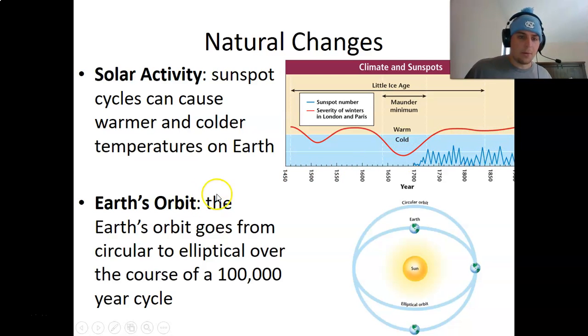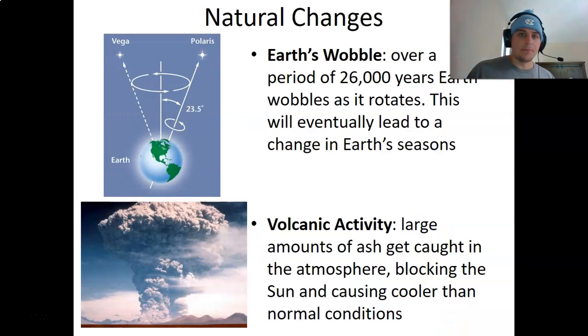We also have Earth's orbit. The Earth's orbit goes from circular to elliptical over the course of 100,000 years. Normally, like what we are in right now, we're in an elliptical orbit, which means that at certain times of the year, the Earth is closer to the sun, and at certain times of the year, the Earth is farther from the sun. Funny enough, for us right now in North America, when the Earth is close to the sun is when it is winter for us, just because of where the Earth is facing at that time. But the Earth's orbit can affect the overall climate of the globe.